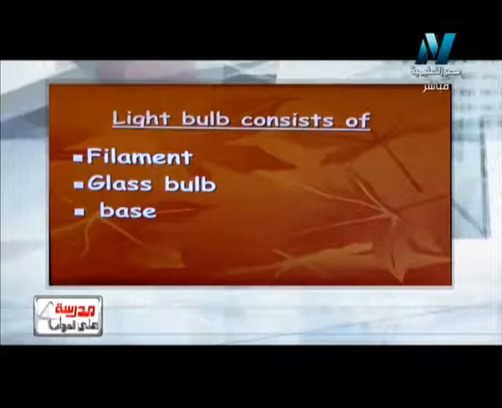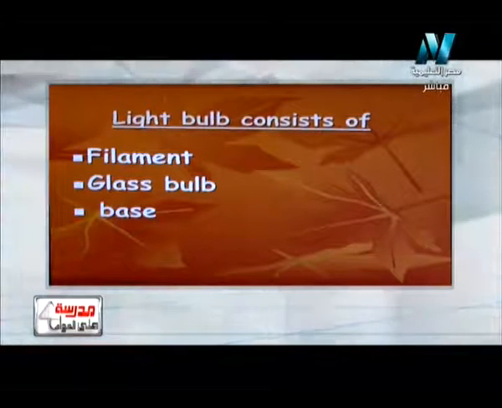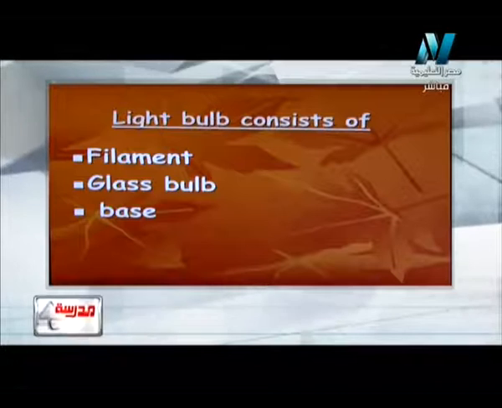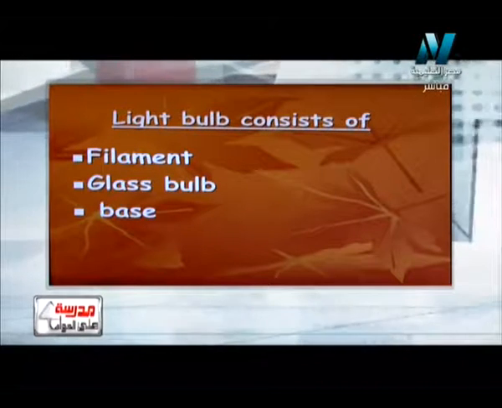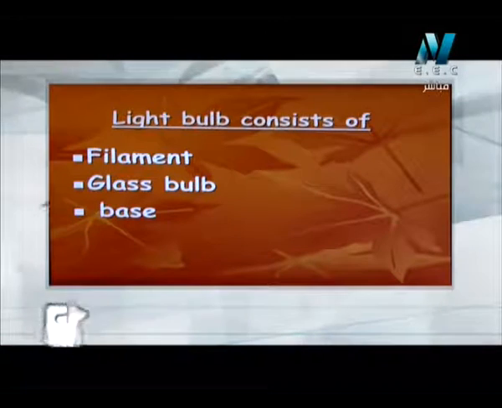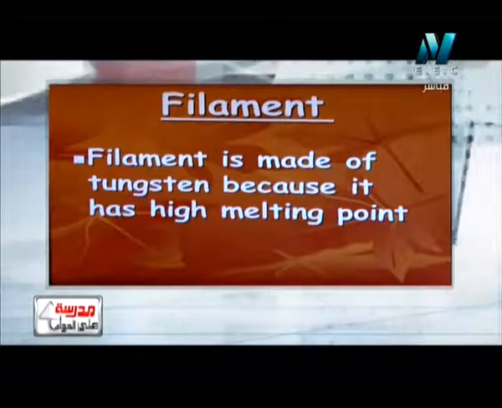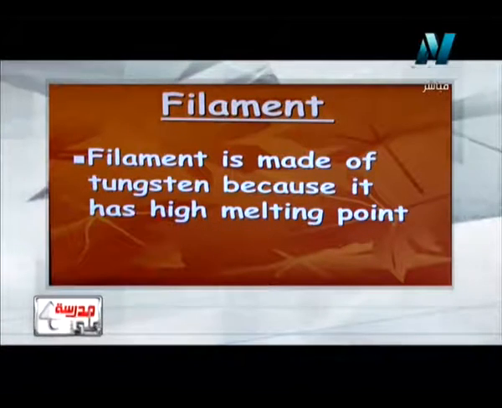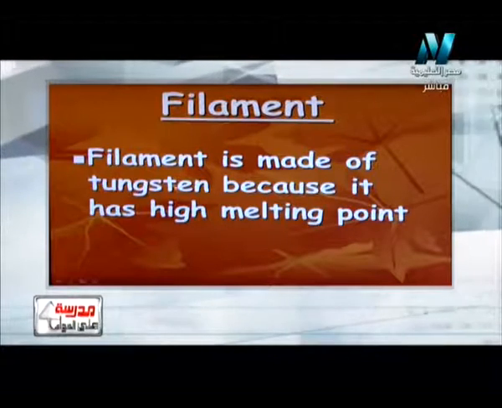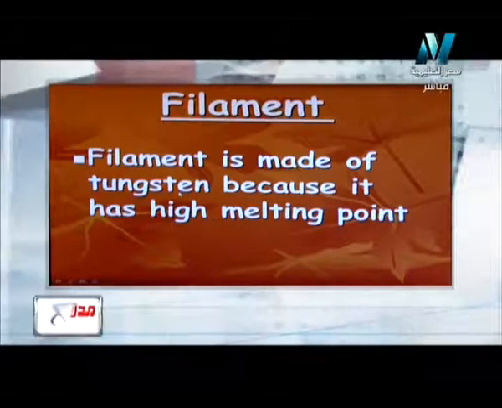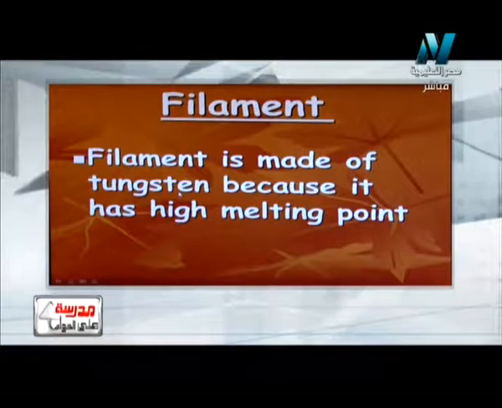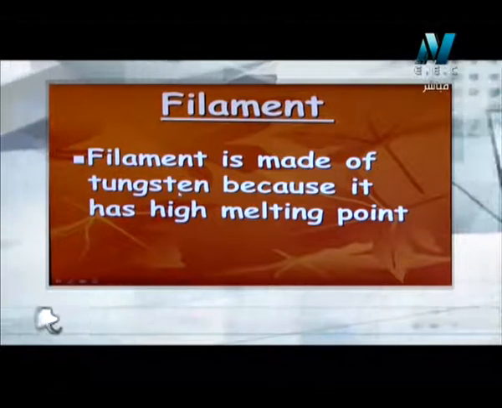First, the light bulb. As we have studied, it consists of three main parts: ثلاث أجزاء رئيسية هما الفيلامنت أو الفتيلة, the glass bulb الانتفاخ الزجاجي, and the base. We know that the filament is made of tungsten because it has a high melting point. That's a very important give reason question. We must concentrate. The filament is made of tungsten because tungsten has a high melting point.